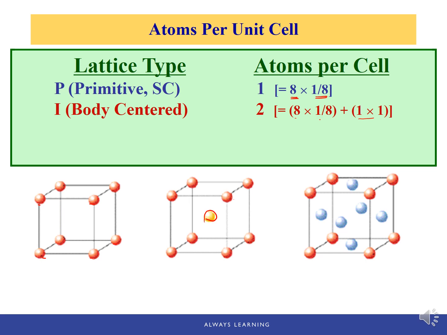Next is the face-centered cubic, FCC structure. So we have 2 types of atoms, corner atoms and atoms at the face centers. We know each corner atom is counted as 1/8, and each face-centered atom is counted as a half. So only half of the face-centered atom belongs to this unit cell. So it's 8 times 1/8 plus 6 faces times 1/2. So the number is 4. So there are a total of 4 atoms per unit cell for the FCC structure.